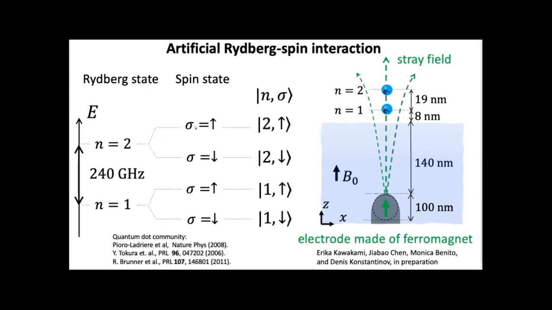To realize the qubit functionality, we would like to use these four states. Here we have the ground Rydberg state and the first excited Rydberg state. If we apply a static magnetic field, we can have the spin up state and spin down state for each Rydberg state. So we would like to use these four states.